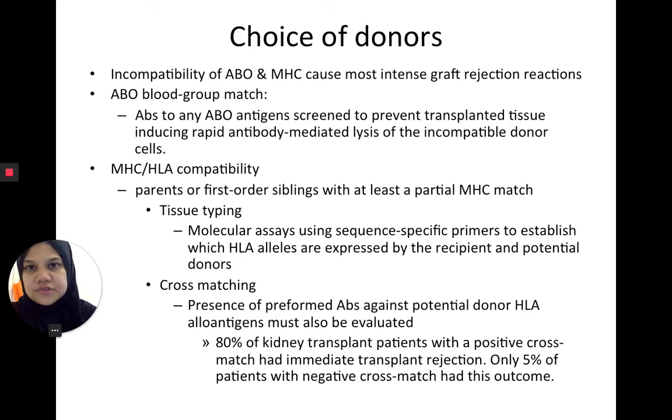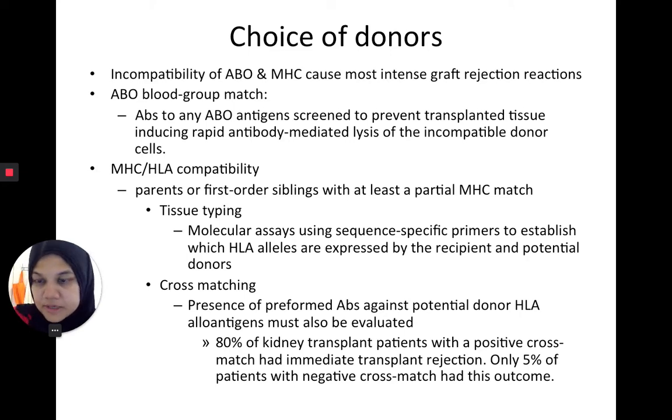So the choice of donors is really important. The first consideration is obviously blood type compatibility, but also the major histocompatibility complex, and that's where the most intense graft rejections can occur. So the first thing you do before any transplantation is check that they're from a suitable blood group. Otherwise, it'll obviously be a hyperacute rejection. The other thing is they'll screen for MHC and HLA compatibility, and often you try to improve your odds of being successful.